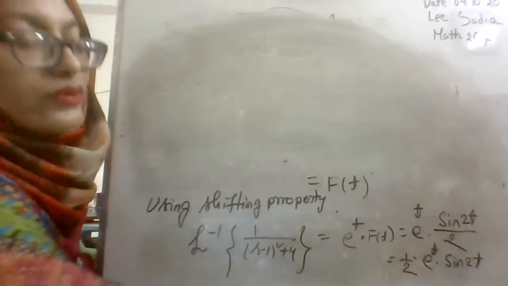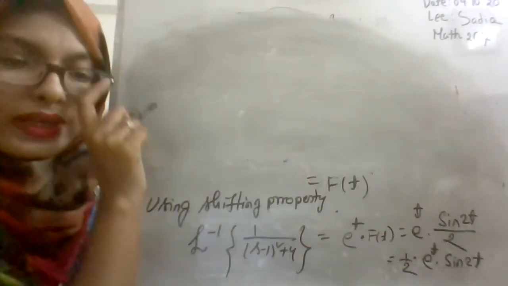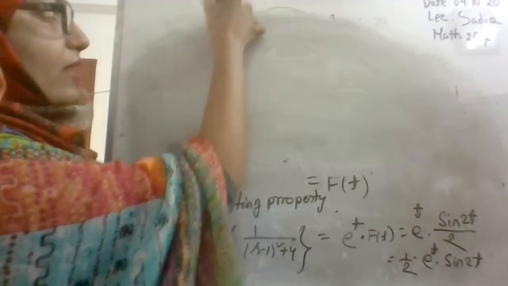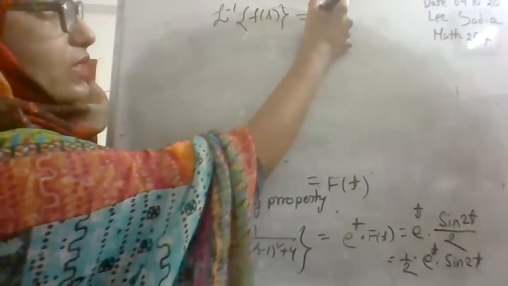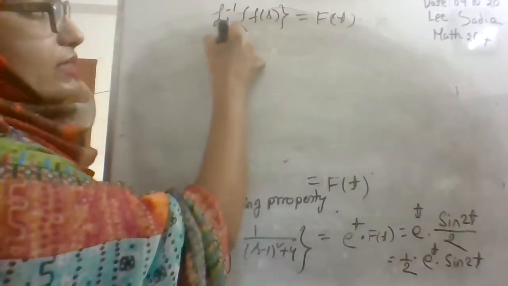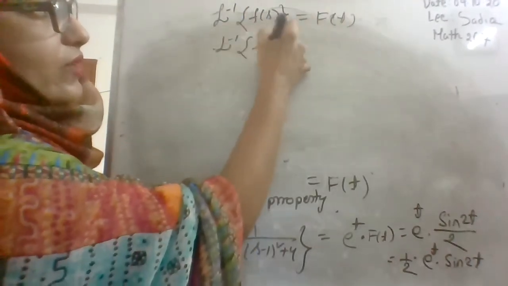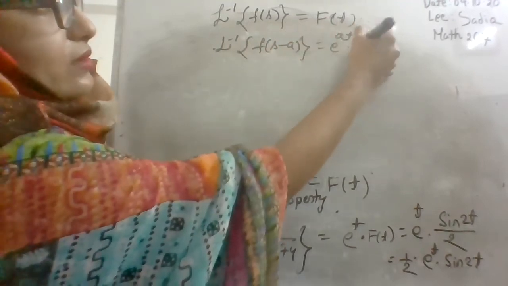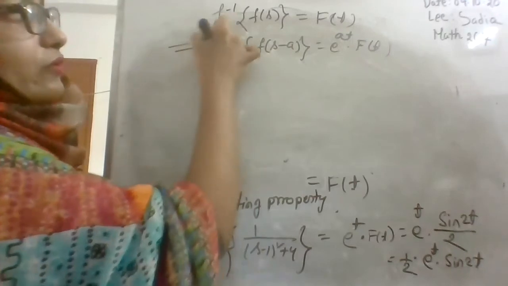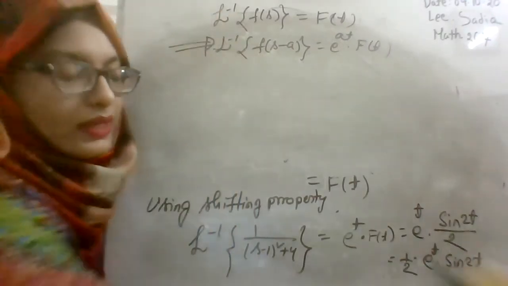Here, if you want to use the first translation property, your property is: if inverse Laplace transformation of f of s is equal to f of t, then inverse Laplace transformation of f of s minus a is equal to e to the power at f of t, right? That's the output of your first shifting property.